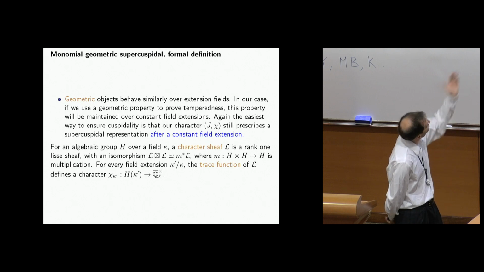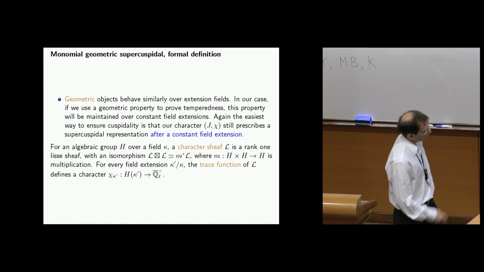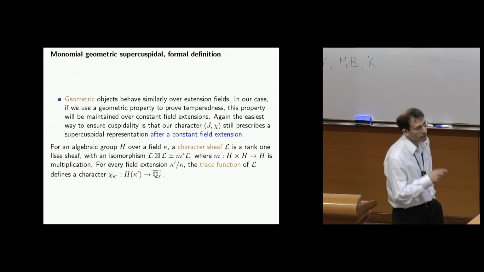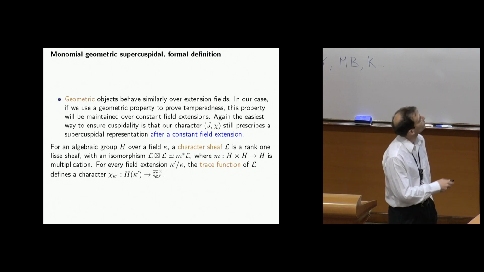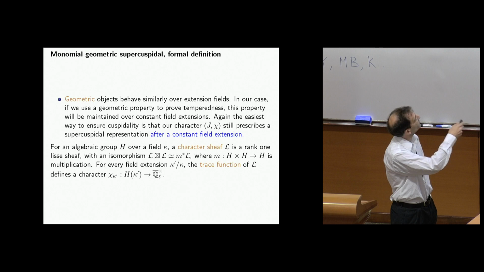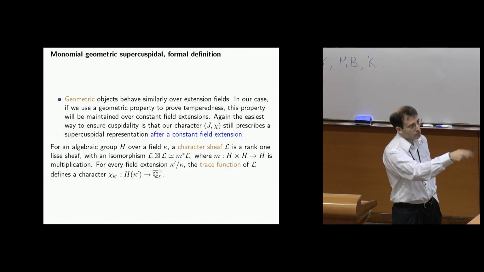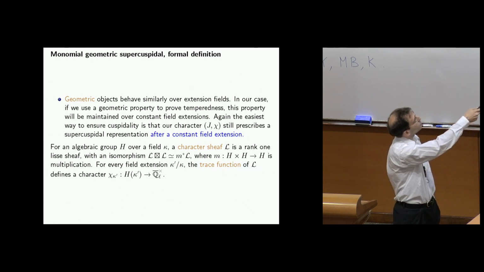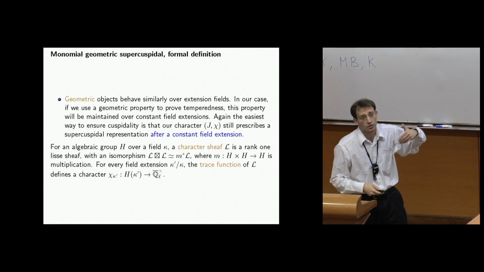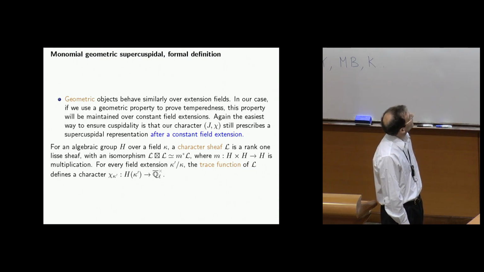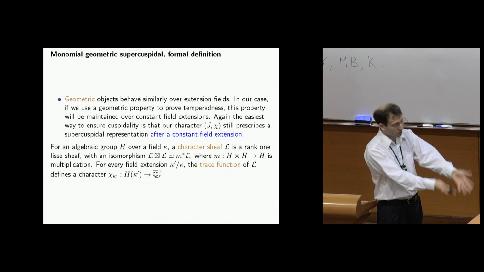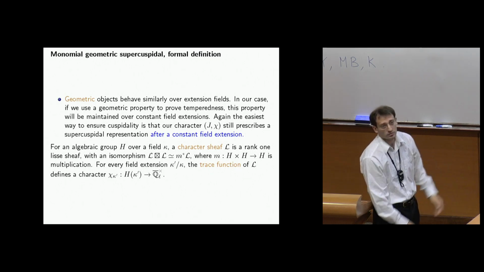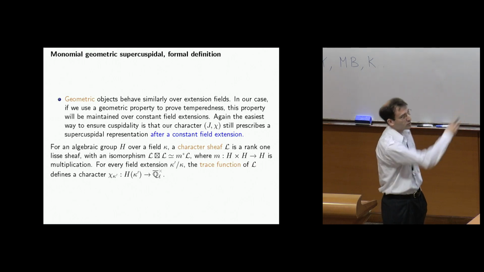So let's be a bit more formal. What I exactly need is a character sheaf. So the character I want to upgrade into a character sheaf. If you haven't seen the definition, it's a rank one sheaf such that instead of saying chi of xy equals chi x times chi y, when you upgrade into a sheaf, you say the exterior product is isomorphic to the pullback by multiplication. And so the consequence is that for any field, when you specialize to a genuine group, you get an actual character, maybe l-adic, but you can fix an isomorphism with C if you want.